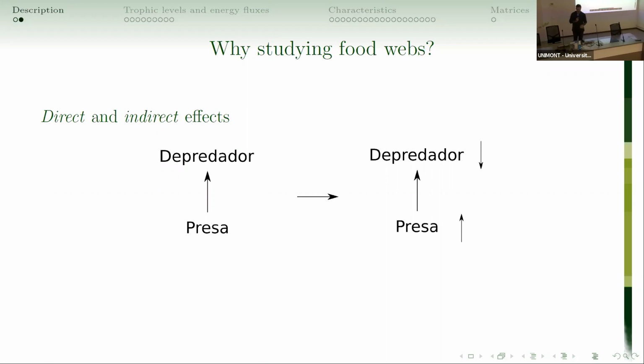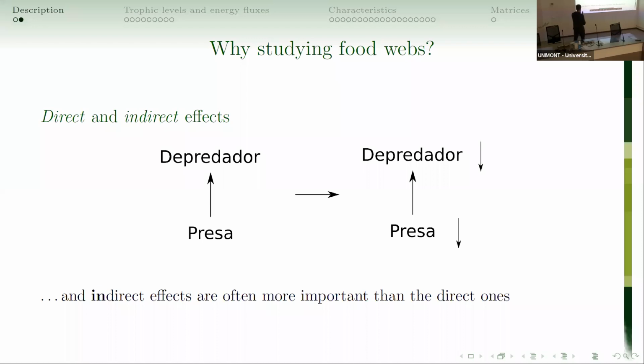But sometimes what we find is something different: when the predator decreases, the prey decreases. And how would you explain that? It could be behavior, but in terms of trophic interactions only.